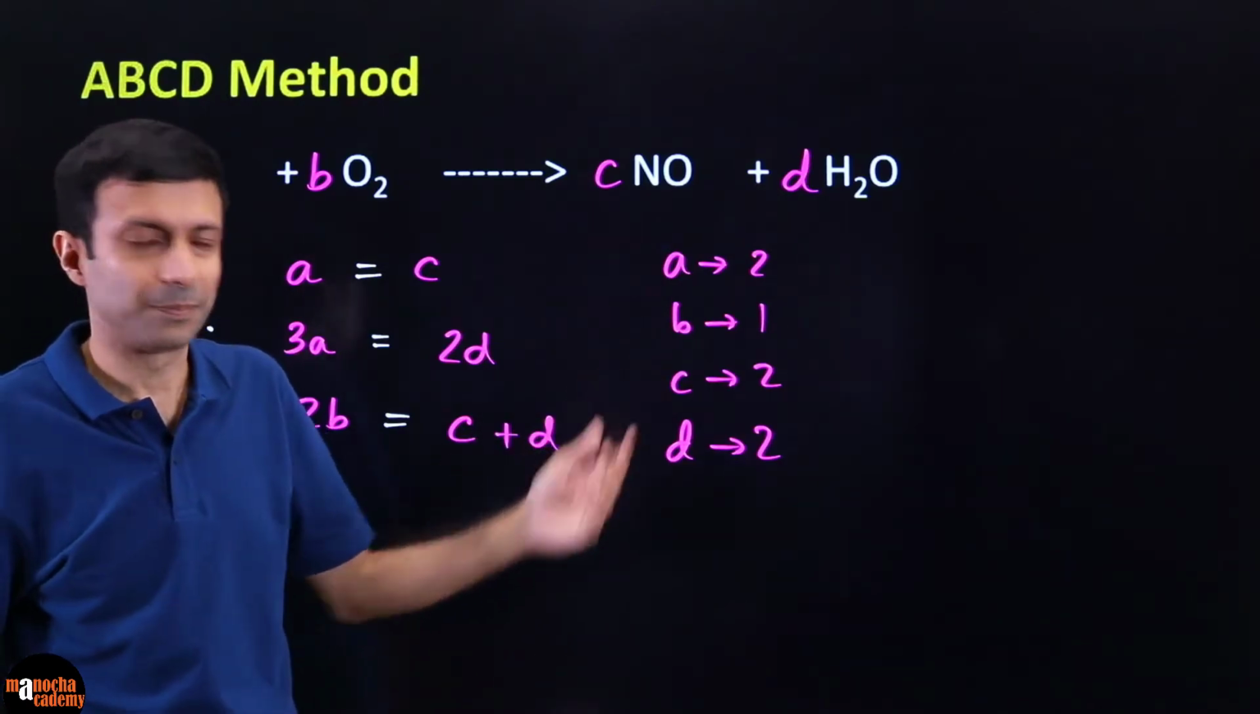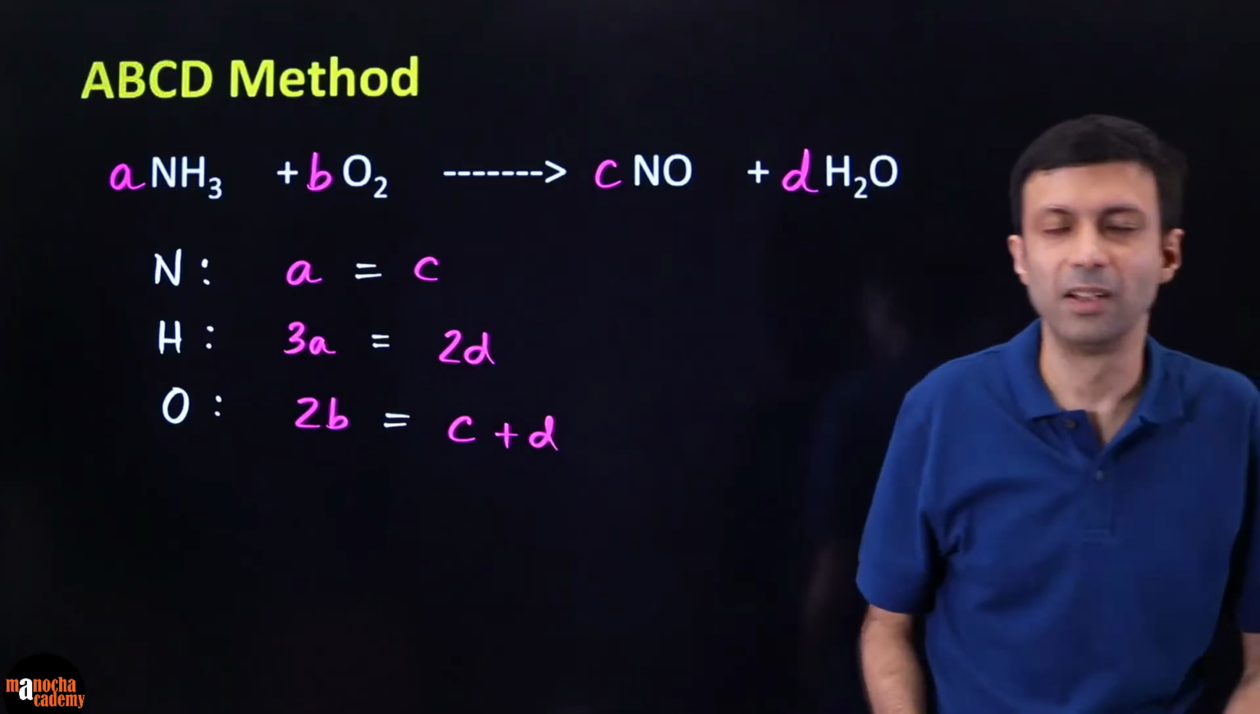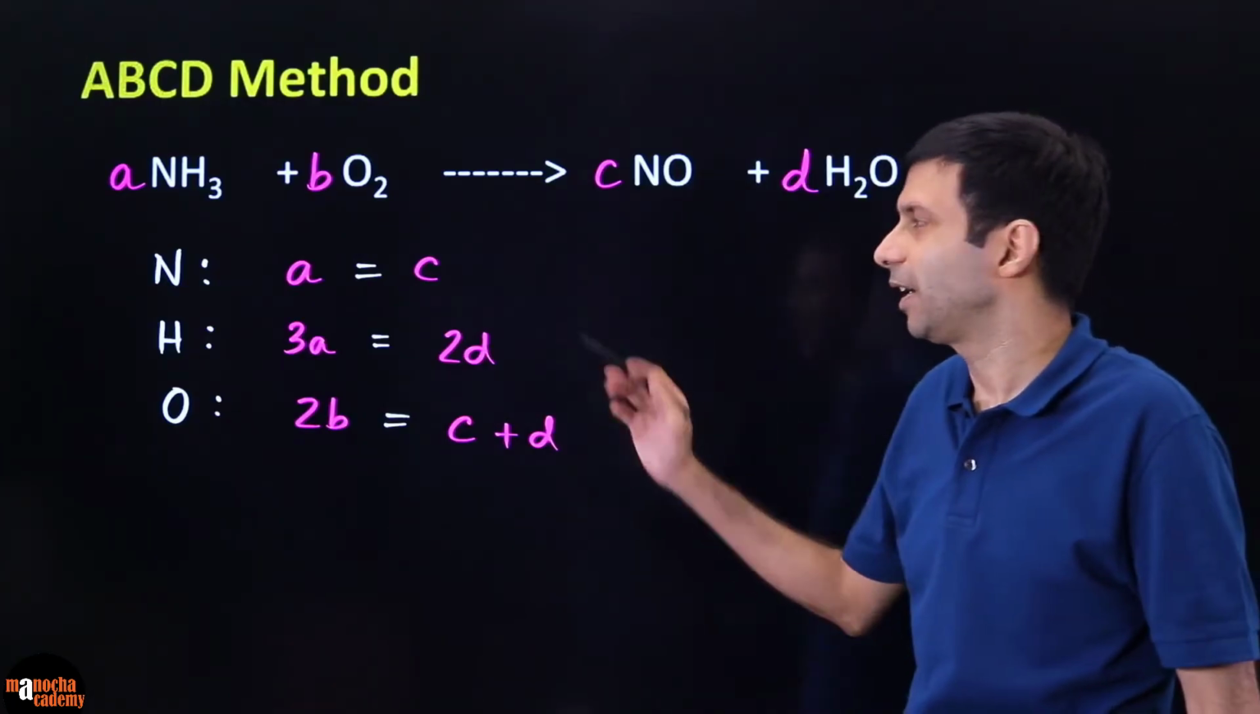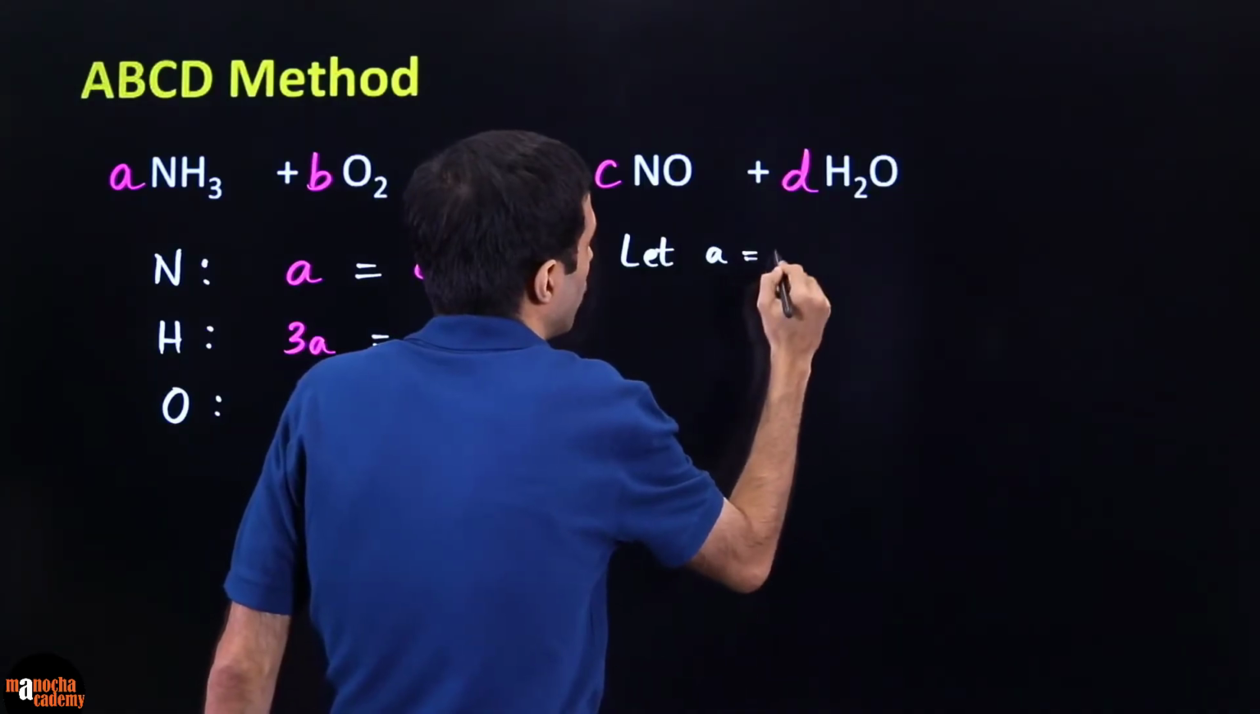Let's take A as 1, since A, C and D, all 3, are occurring 2 times. So let's write that down. Let A equal 1.